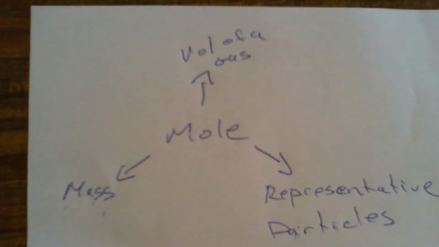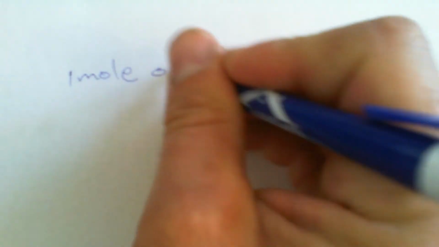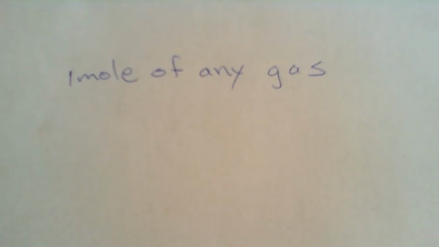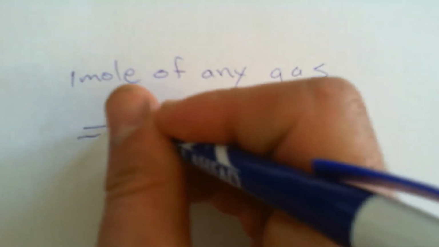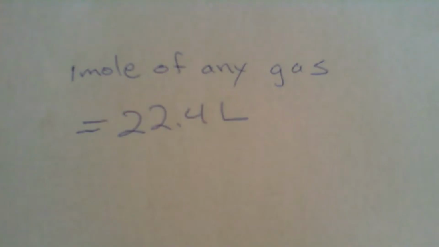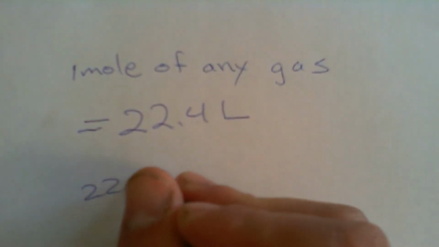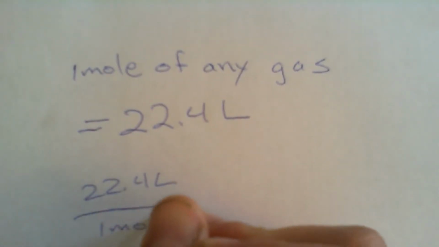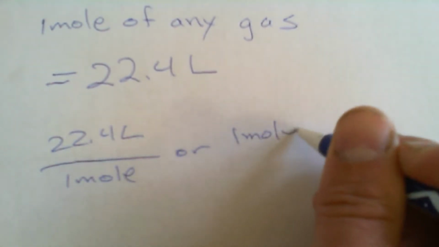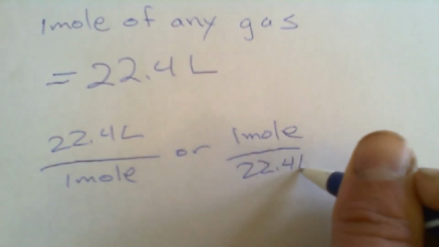So I'm just going to give you a conversion factor, okay? Here we go. 1 mole of any gas, I don't care what kind of gas it is, 1 mole of any gas is always equal to 22.4 liters. All right, so here's your conversion factor, 22.4 liters over 1 mole, or 1 mole over 22.4 liters.